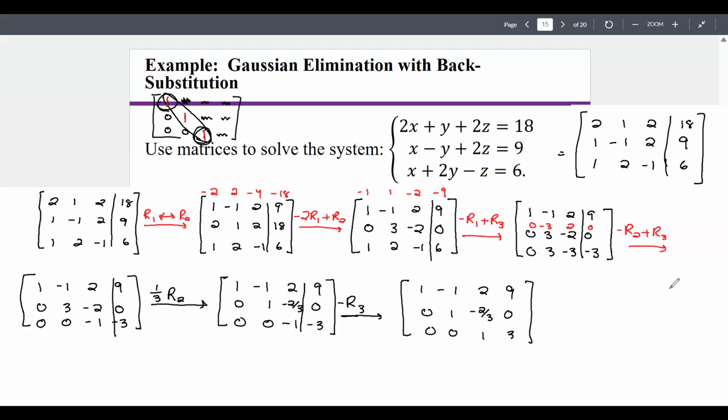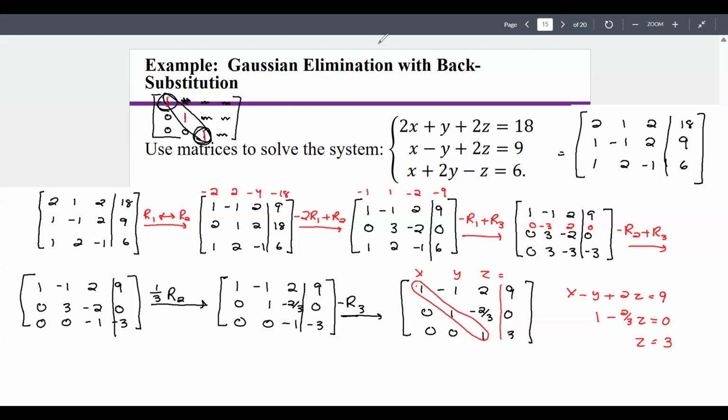Now we are in the reduced form. So we have all ones here. These are all zeros. Now we can get our equations. Just remember, this is supposed to be x, y, z. This is the augmentation, so this means equal. So we have x minus y plus 2z equals 9. We have here y minus 2/3 z equals 0. And then here we have z equals 3.